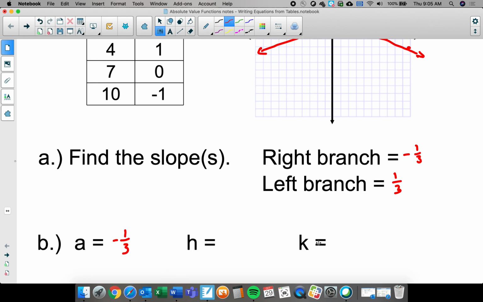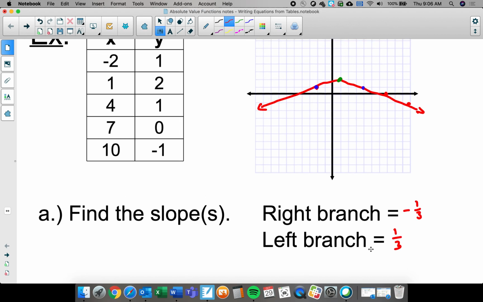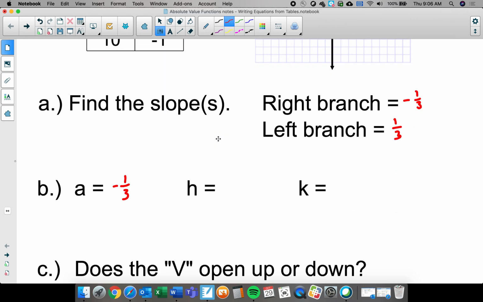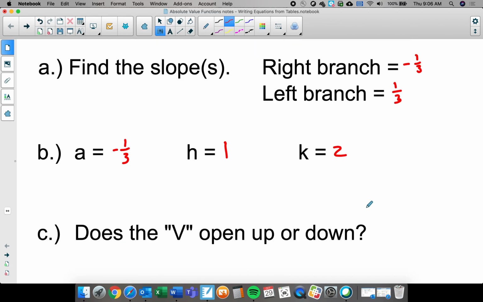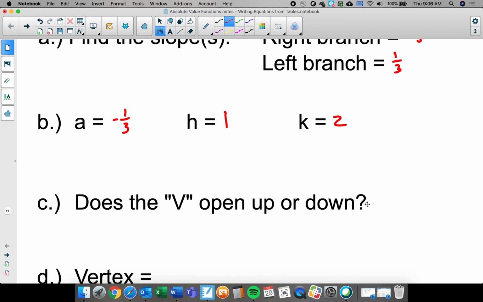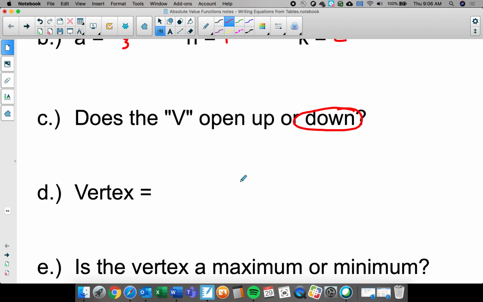And remember, H and K are just the coordinates of your vertex, which we had said up here. We talked about that already, that the point 1, 2 is the vertex of this absolute value. So H is 1, and that means K is 2. Okay, so we have that information. Does the V open up or down? Obviously we talked about that. It opens down, which matches up with the fact that A is negative. We've got H and K, therefore our vertex is the point 1, 2.